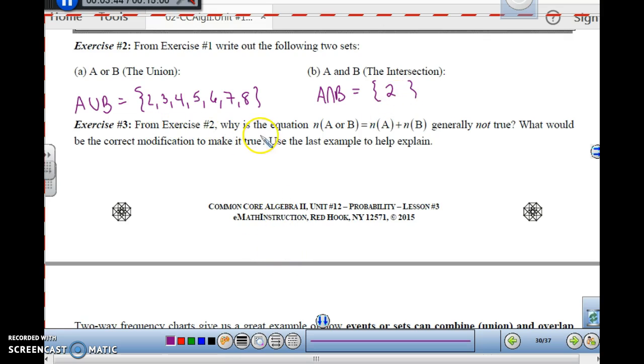Now, from exercise 2, why is the equation, the number in A or B, equal to the number of A plus the number of B generally not true? Okay, well, let's think about this for a second. The union right here is 2, 3, 4, 5, 6, 7, 8.